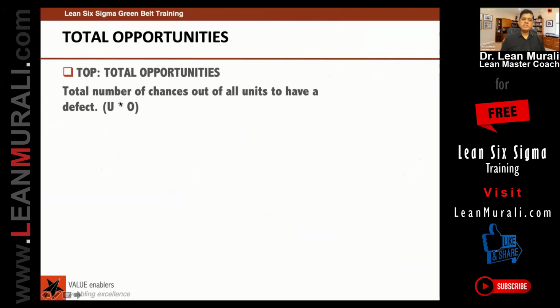Total opportunity is the total number of chances out of all units to have a defect. Suppose you have 1,200 units with 8 defects that we saw, the chances that it might go wrong. So there are 9,600 opportunities. We have 1,200 invoices that we have checked, and we are looking at 8 possible things that we will check every time in the invoice. So there are totally 9,600 opportunities.